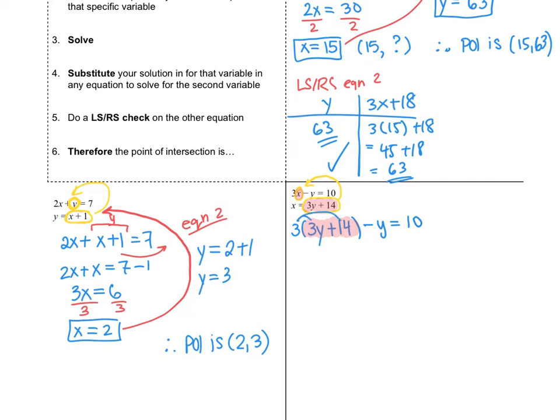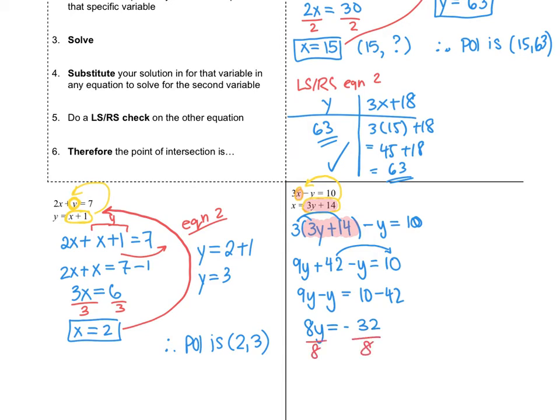All right, so we should distribute the 3 in. 3 times 3 is 9y. 3 times 14 is 42. And now 9y and y stay together. The 42 goes on the other side, so that we have 9y minus y equals 10 minus 42. And now 8y equals negative 32. And we can divide both sides by 8, and you get y equals negative 4.